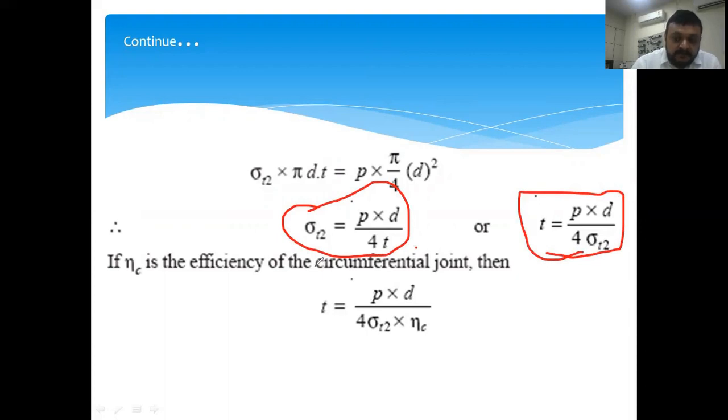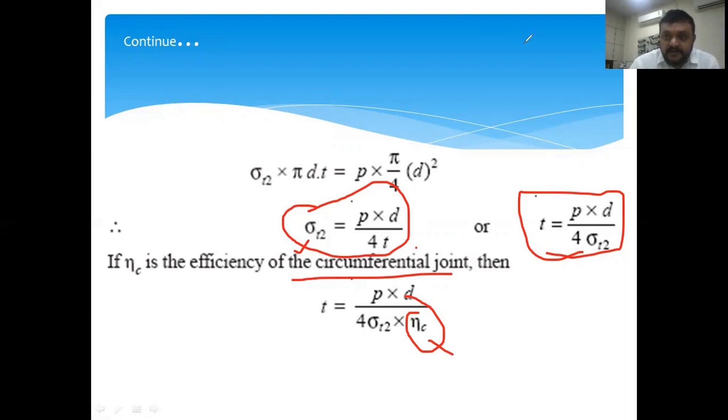And sometimes joint efficiency is given because of the joint, normally welded, bolted, or riveted, which will definitely reduce the capacity or strength of the material. So at that time, it is used in this equation to uplift the thickness. If efficiency is given, you have to use this equation. Otherwise, you have to follow this equation, sigma T1 and sigma T2, and from both equations you have to find out the T, and whichever is higher is considered as the design thickness.